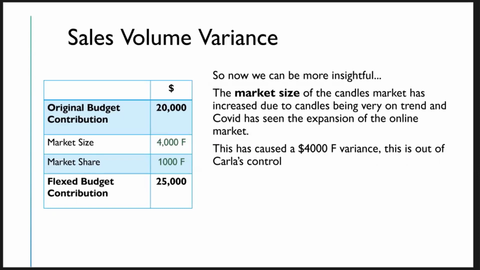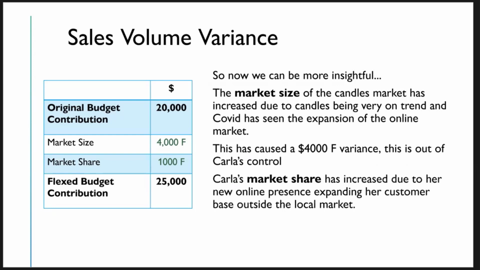Although she capitalised on it, she didn't know the market size had also gone up. Now, Carla's market share has increased. This is in her control because she did move online. She moved away to the local market and started selling to the retail market. Therefore, she has created a 1,000 favorable variance, and this is within her control.